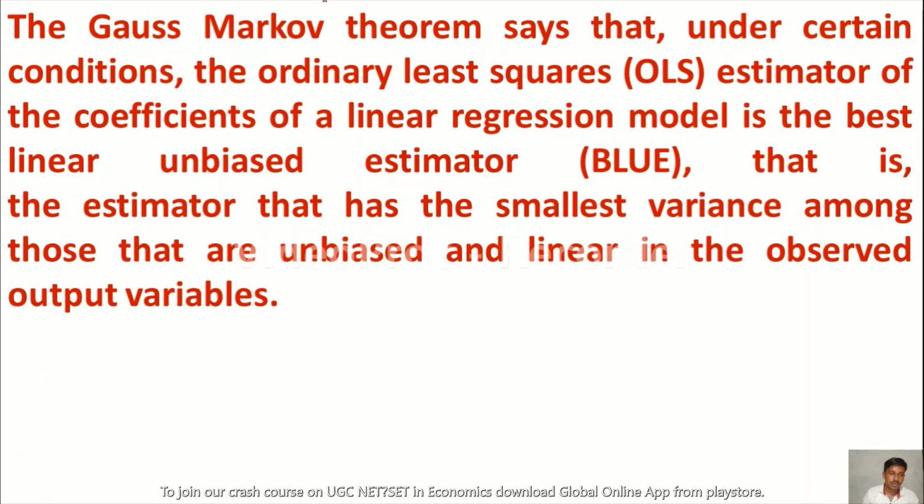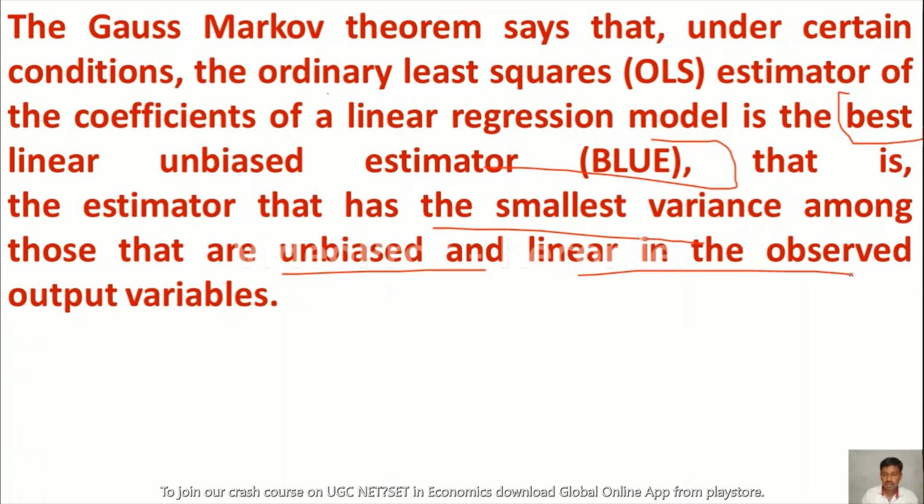So the Gauss Markov theorem says that under certain conditions, the ordinary least square estimator of the coefficients of a linear regression model is the best. That is BLUE, best linear unbiased estimator. It means the estimator that has the smallest variance among those that are unbiased and linear in the observed output variables.